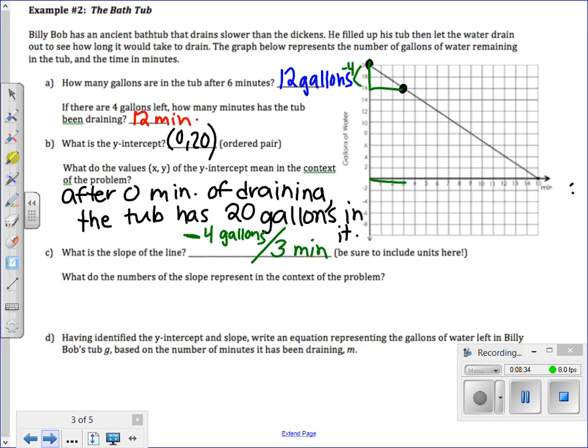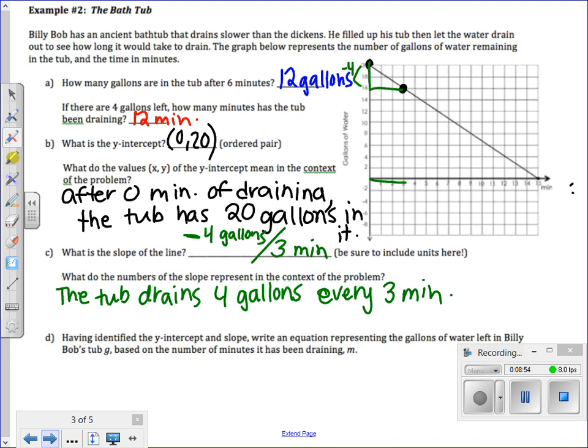-4 over 3 cannot simplify. So in context, what this means is the tub drains, so it loses 4 gallons of water every 3 minutes.